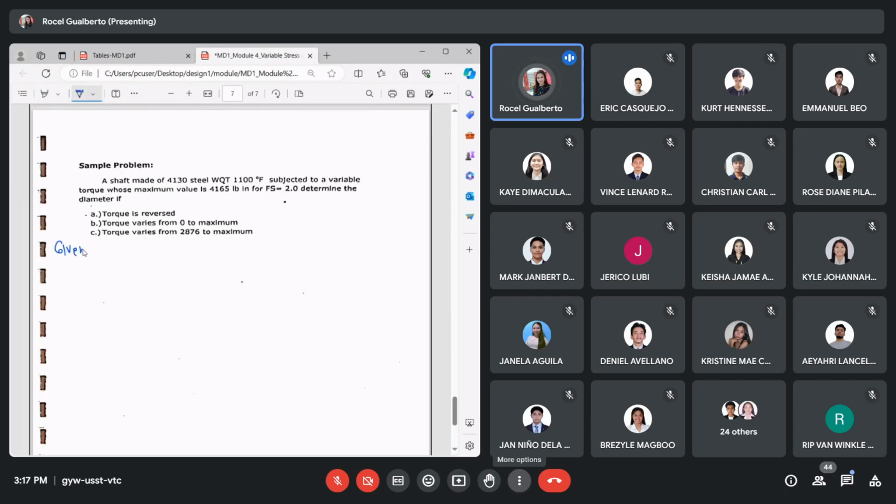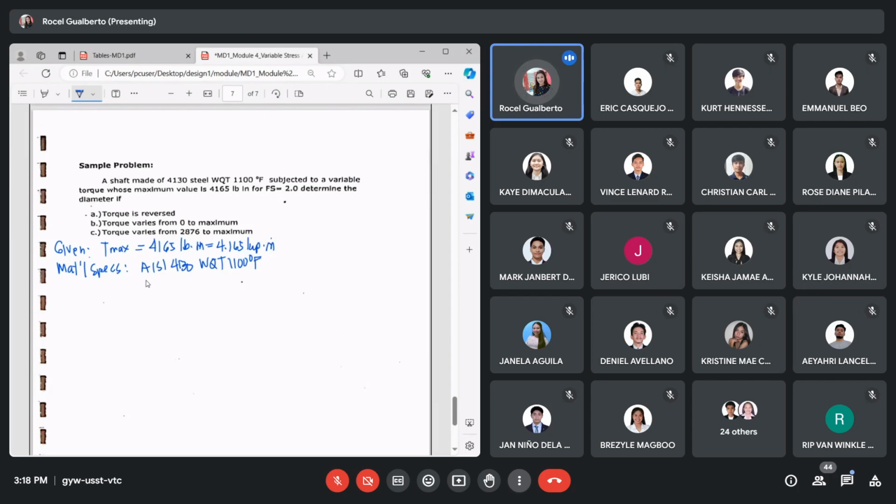So, we start with the given. First, we have the maximum value of the torque, T max, equal to 4165 pound-inch, or simply 4.165 kip-inch. And then we have the material specification: AISI 4130, WQT 1100 degrees Fahrenheit.